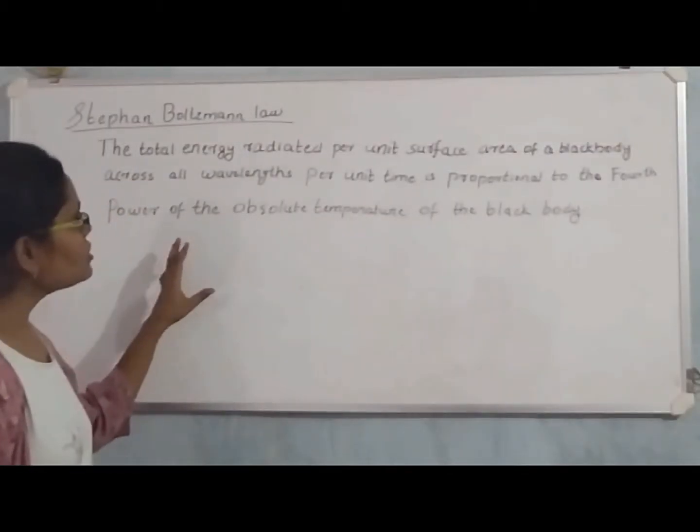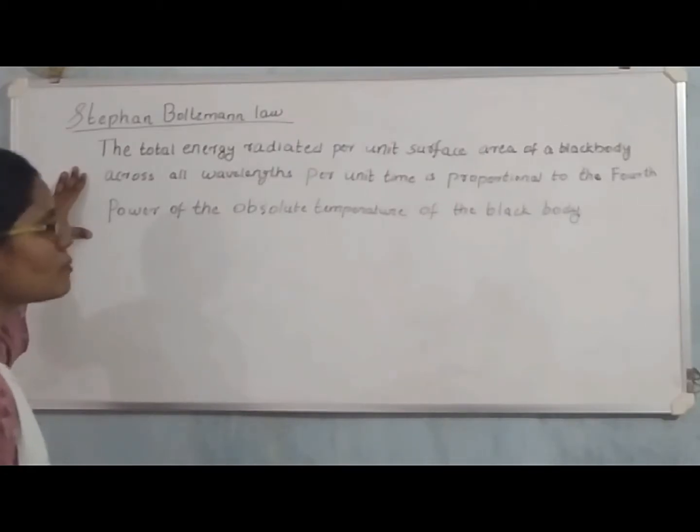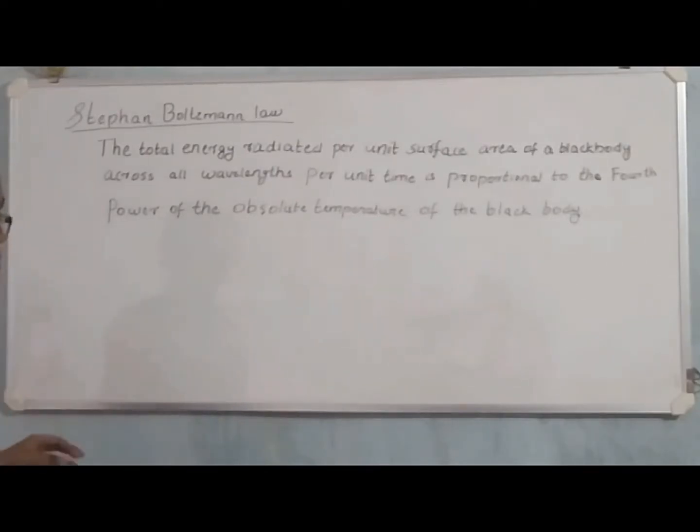I have already written down the statement of the Stefan Boltzmann law. It states that the total energy radiated per unit surface area of a black body across all wavelengths per unit time is proportional to the fourth power of the absolute temperature of the black body. Absolute temperature means the temperature expressed in Kelvin.